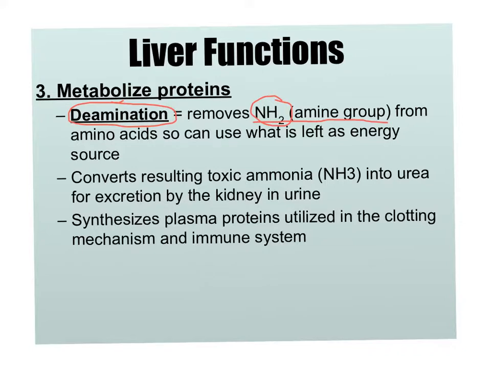Now in the process of deamination, removing that amine group, it creates a lot of toxic ammonia. And then the liver quickly turns that ammonia into what's called urea, which then gets excreted by the kidneys and released in urine. And the liver also plays a role in synthesizing special proteins, which are important for blood clotting. That's basically if you start bleeding, those proteins like platelets help to clot the blood so you don't continuously bleed, and the wound will eventually heal.